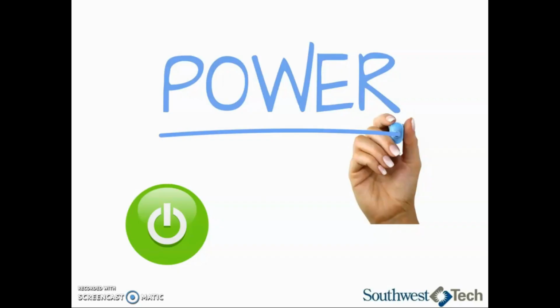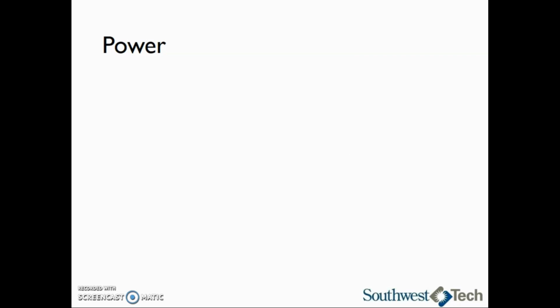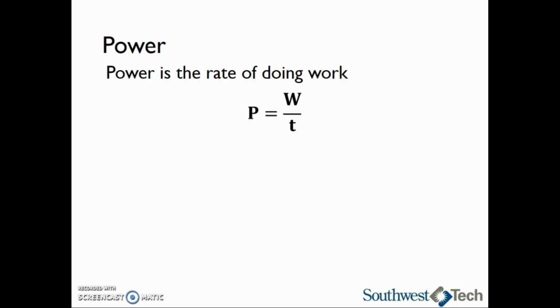Our third lecture video on work, power, and energy will cover the topic of power. By definition, power is simply the rate of doing work. To calculate power P, we will take the amount of work W divided by the time T. If no work is done, then no power is created.